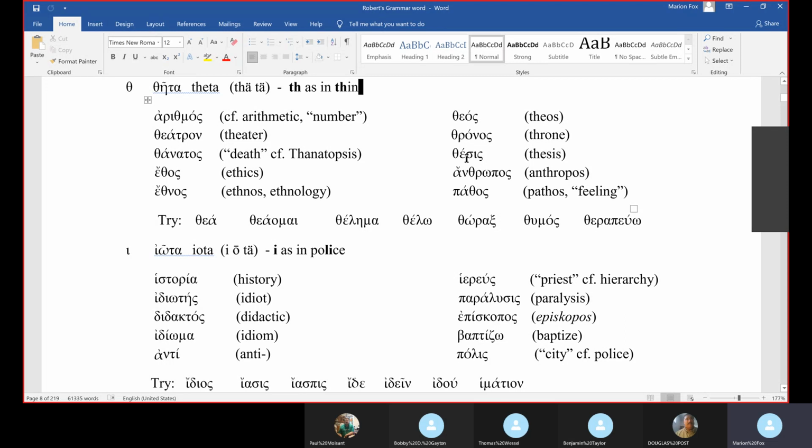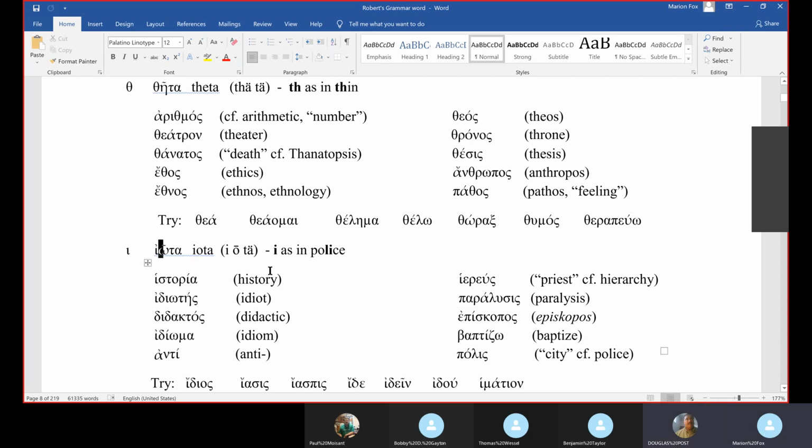Thronos, you can hear the word throne in it, can't you? You see, a lot of our English words come from Greek words. You're beginning to learn that. Thesis, our word thesis comes from this. Anthropos, anthropology comes from this. Study of man. This is mankind, man and woman. It's basically a human. Pathos, our word pathetic comes from this. Pathos, feeling. Okay. Any questions so far?